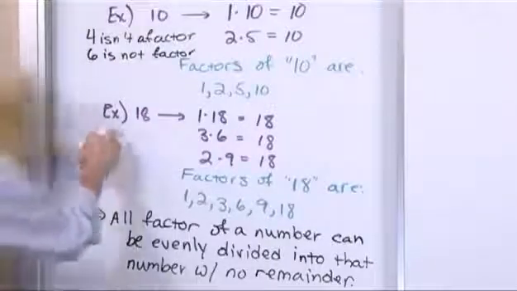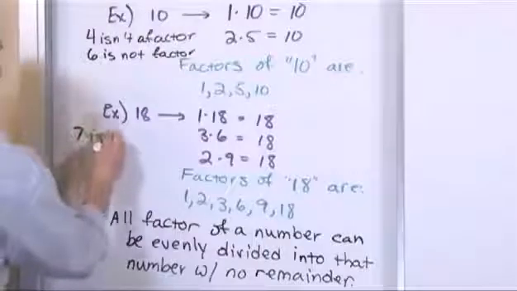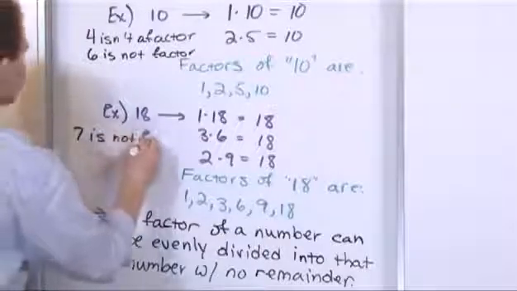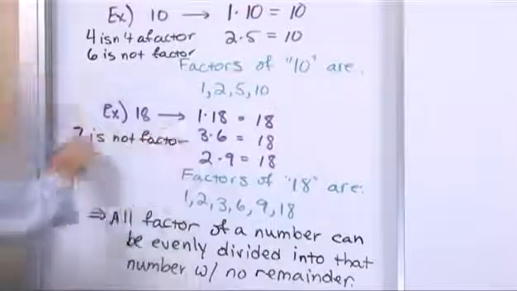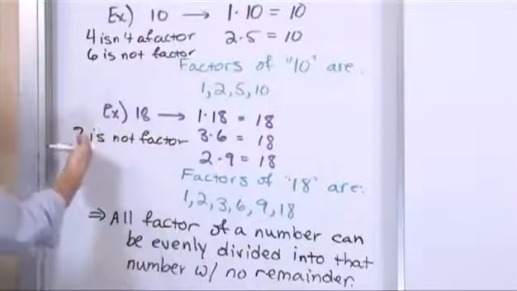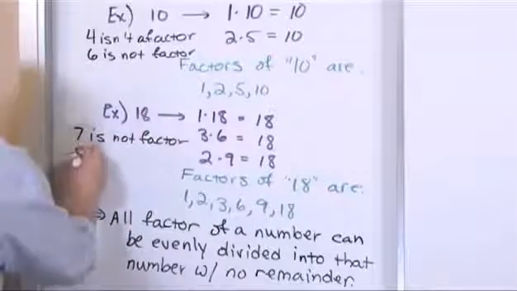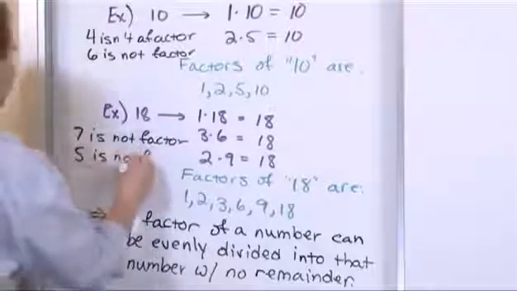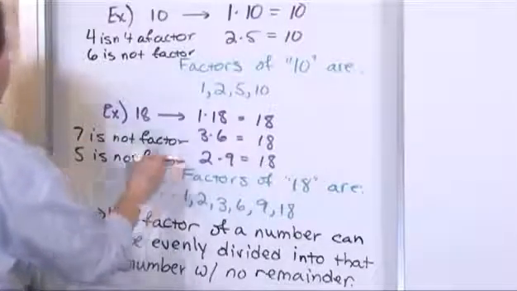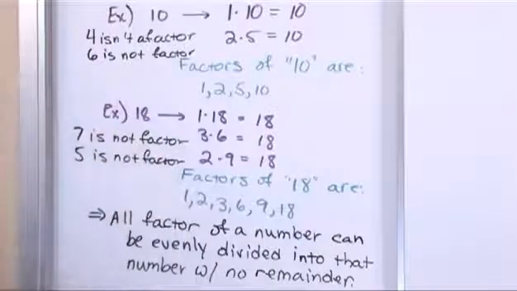So if you go down to 18, 7 is not a factor, because 7 cannot be divided into 18. You can divide 7 into 14, but you can't divide it into 18 evenly. 5 is not a factor because you can't divide it in there. So it's really saying the same thing. I'm just giving you a couple of quick examples.